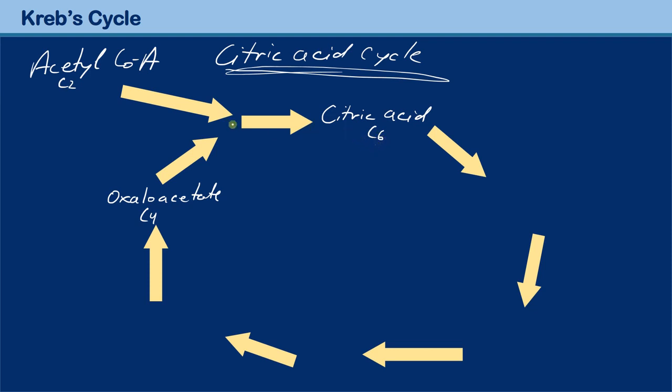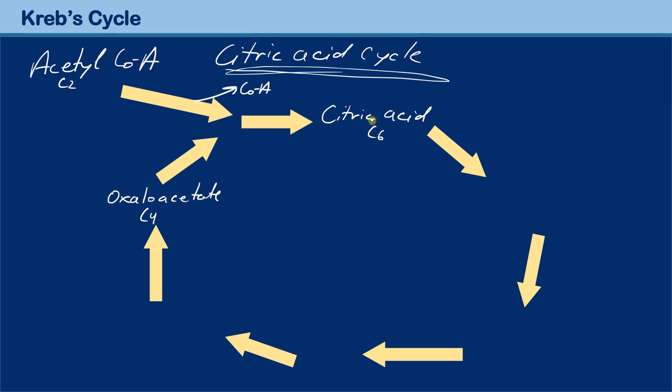The coenzyme A we have to remove here, so we're just taking this out. We just look at the acetyl group, and we combine it with oxaloacetate to make a C6 substance called citric acid. So that's the first thing that we're forming in the citric acid cycle. That's why it's got its name. Okay, and now what happens next?